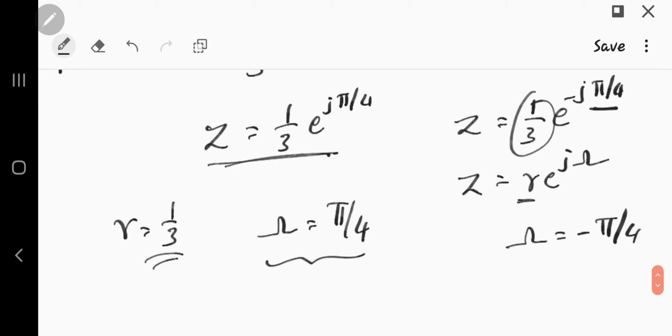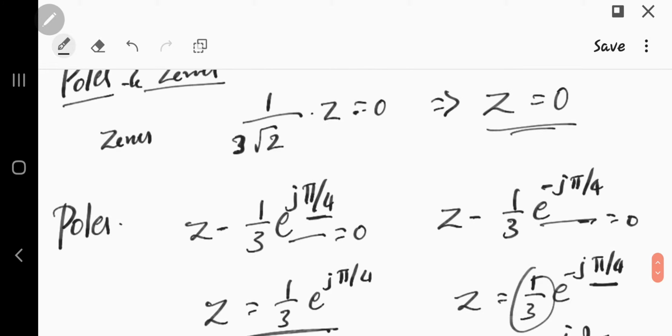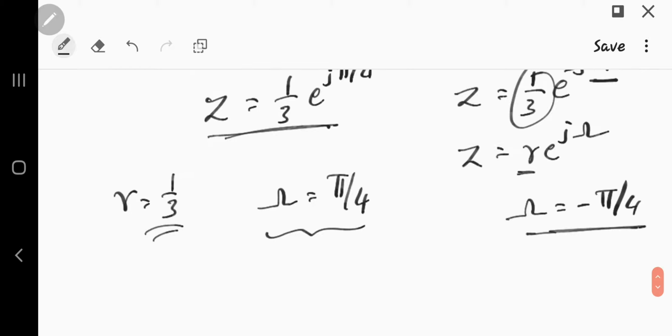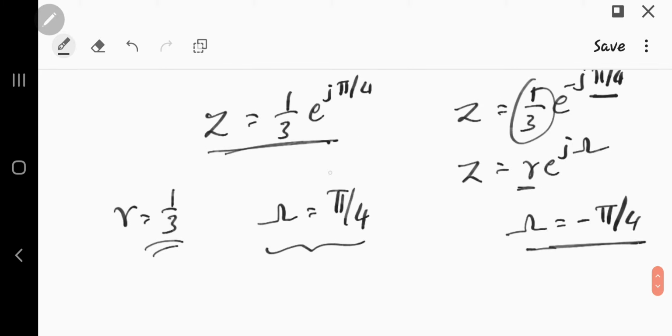So we have a circle of radius 1 by 3 and the poles are located at two different angles. One is at omega equal to pi by 4 and another is at omega equal to minus pi by 4. In the previous case we didn't have any poles at a particular angle, but here we have to mention the angle of the poles. So this is about poles and zeros. We have one zero located at z equal to 0, that is the origin, and two poles, both located at z equal to 1 by 3. One is at the angle plus pi by 4, another at the angle minus pi by 4. These two we have to locate.